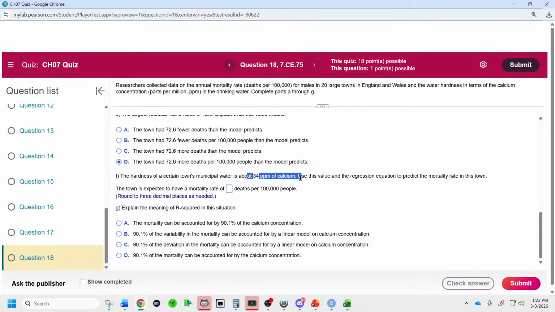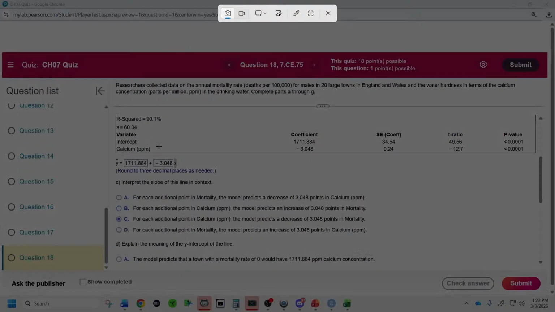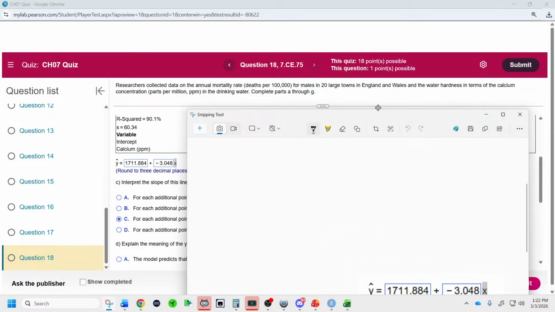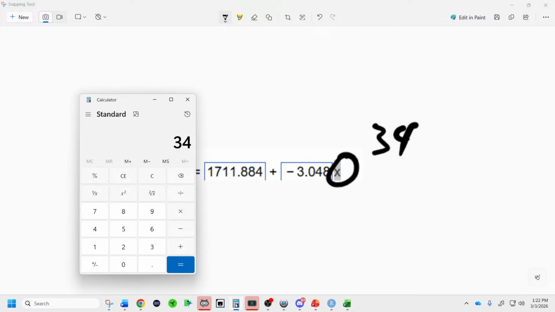There's a certain town with 34 parts per million calcium. Well, that means we need to use the parts per million calcium to make a prediction. So it says predict the mortality rate of that town. So all you do here is you go in and just plug in 34. We plug in 34 times 3.048, and then we take 1711.884 and subtract that from it.